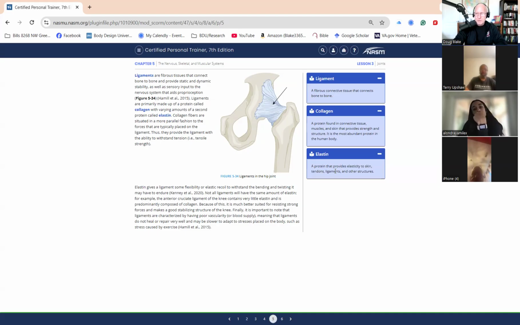Because it attached muscle to bone. All right. One more. Darren, what do you say? I say ligaments. That would be the correct answer.